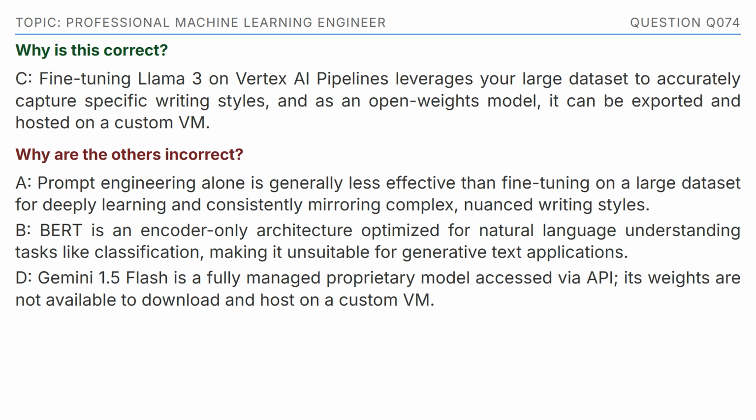Why are the others incorrect? A. Prompt engineering alone is generally less effective than fine-tuning on a large dataset for deeply learning and consistently mirroring complex, nuanced writing styles. B. BERT is an encoder-only architecture optimized for natural language understanding tasks like classification, making it unsuitable for generative text applications. D. Gemini 1.5 Flash is a fully managed proprietary model accessed via API. Its weights are not available to download and host on a custom VM.